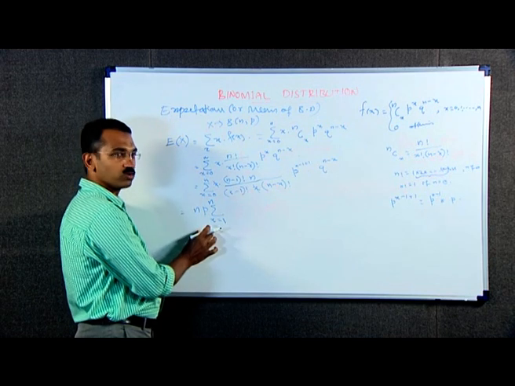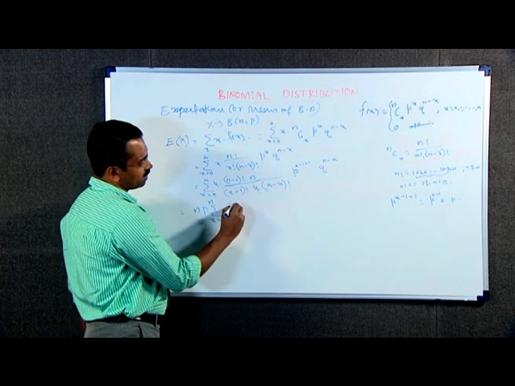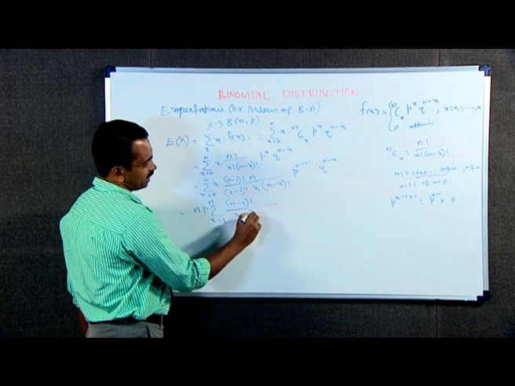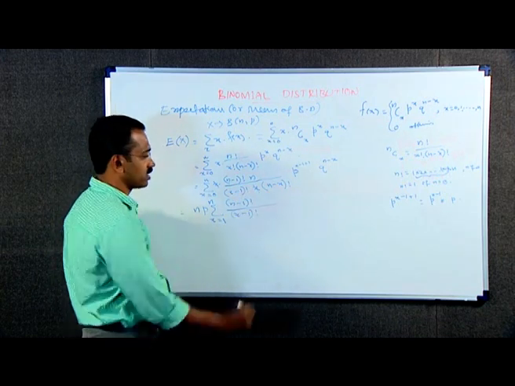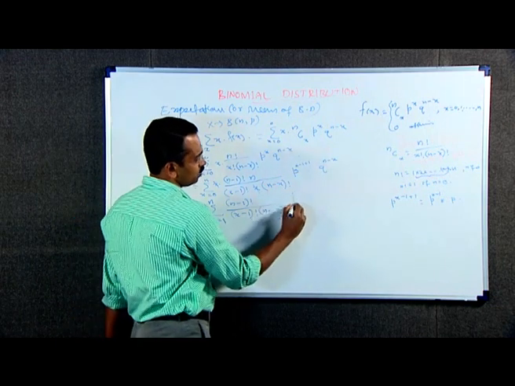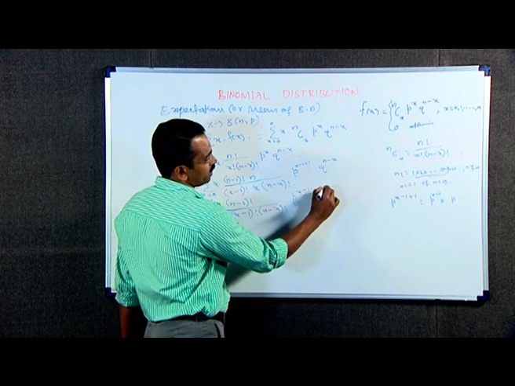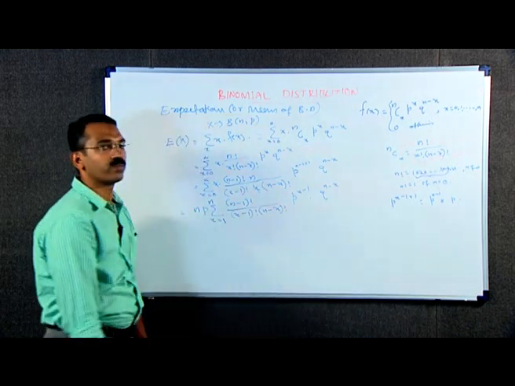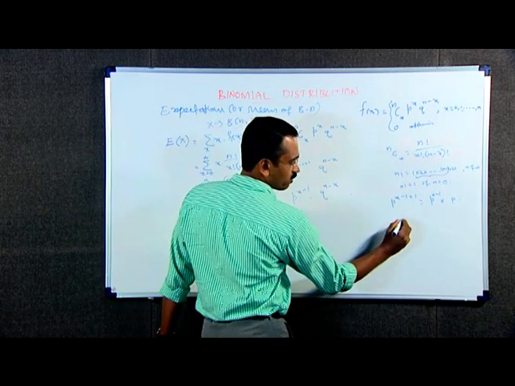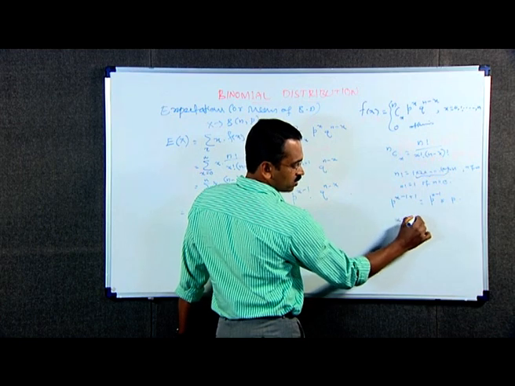Therefore, E of x is equal to n p into summation x varies from 1 to n, n minus 1 factorial divided by x minus 1 factorial into n minus x factorial. Here p raised to x minus 1 into q raised to n minus x. Now, we make a substitution for x minus 1, that is we put x minus 1 equal to some r.